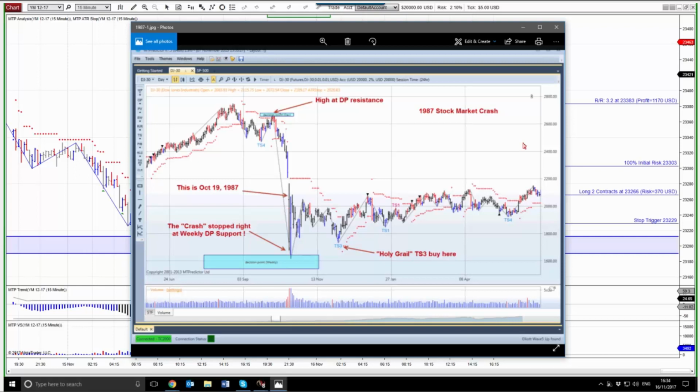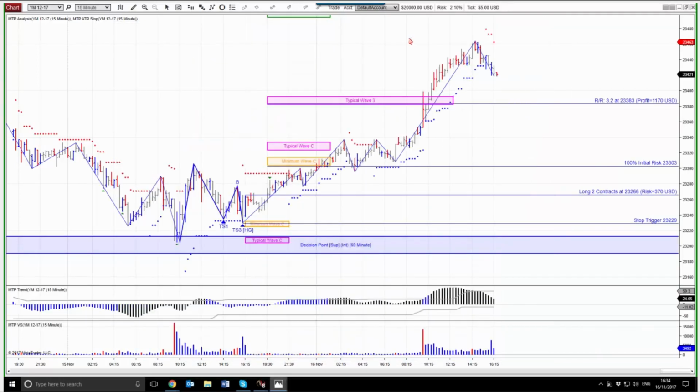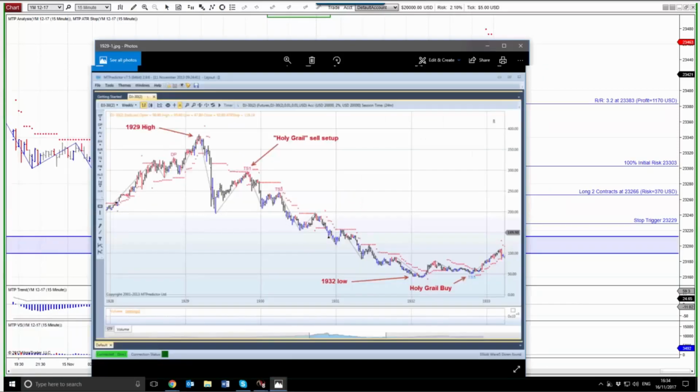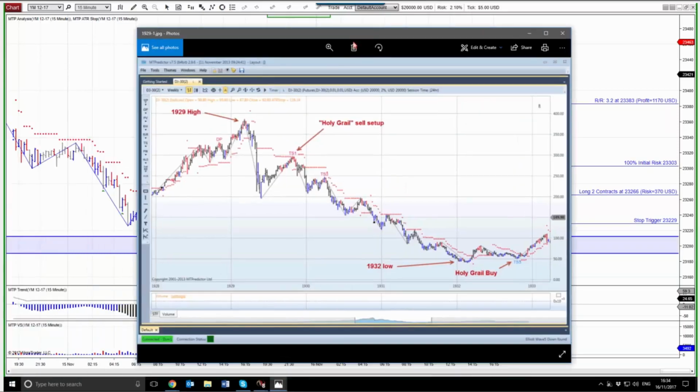So back in 1987, there's exactly the same setup as we've just looked at on the 15-minute YM a couple of minutes ago. If you want to go back a little bit further in time, let's go back to 1929. Here's the 1929 high. Here's the initial decline.